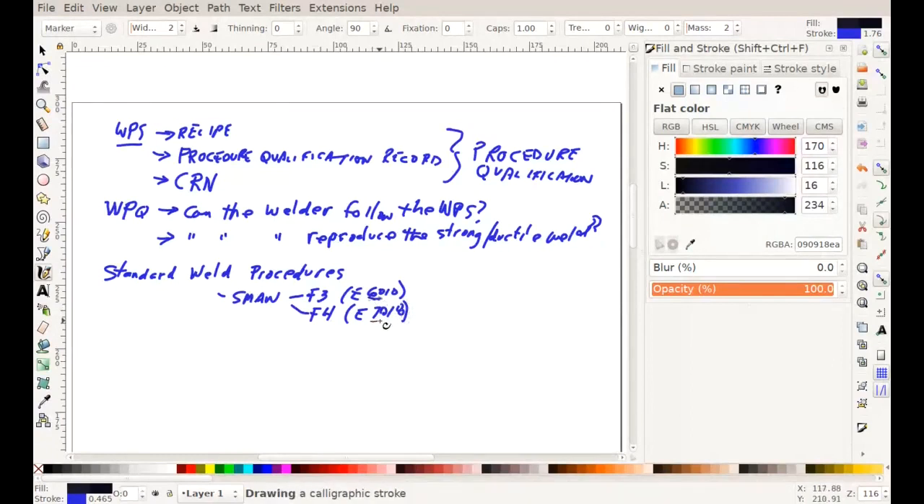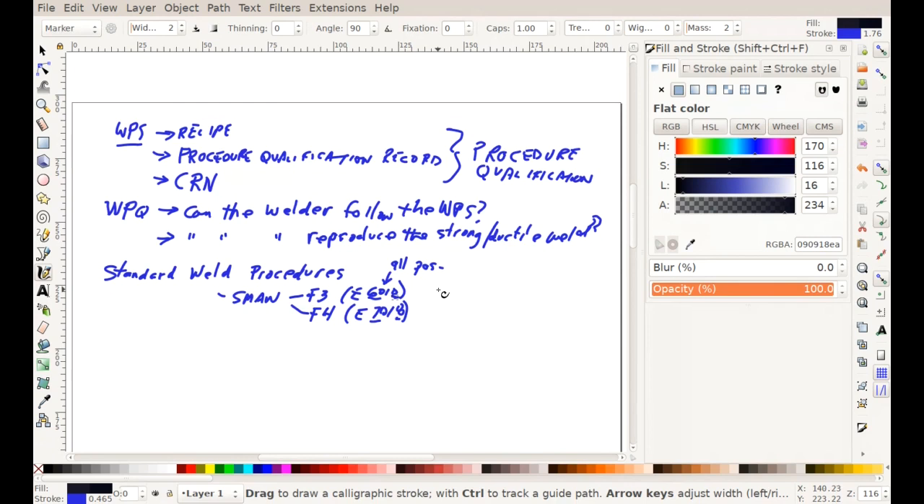The first two numbers are thousands of psi tensile strength. The third number represents the position, so 1 means all position. It means you can use that rod overhead, horizontal, vertical, whatever. And then the last number refers to the characteristics of the coating and maybe the characteristics of the rod. Can you use it for AC? Can you use it only for DC? Can you use it for DC straight? DC reverse? Both? All of them?